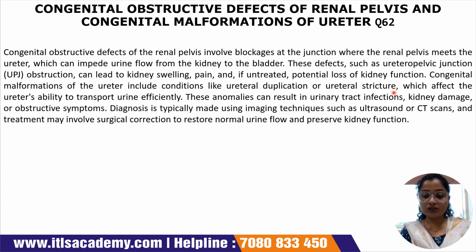can lead to kidney swelling, pain, and if untreated, potential loss of kidney function. Congenital malformations of the ureter include conditions like ureteral duplication or ureteral stricture, which affect the ureter's ability to transport urine efficiently. These anomalies can result in urinary tract infections, kidney damage, or obstructive symptoms. Diagnosis is typically made using imaging techniques such as ultrasound or CT scans, and treatment may involve surgical correction to restore normal urine flow and preserve kidney function.